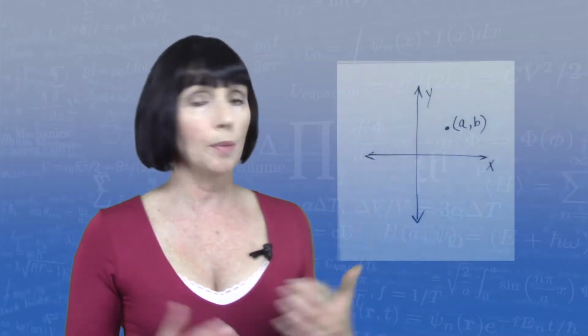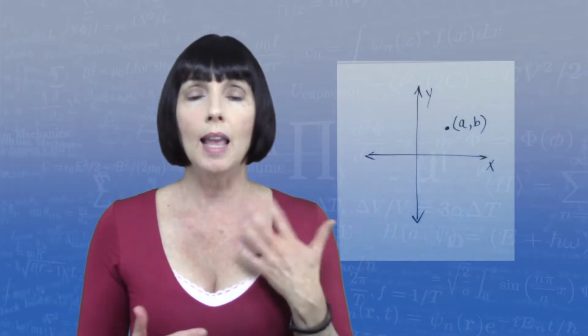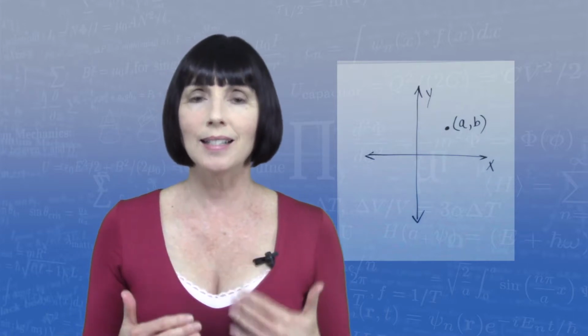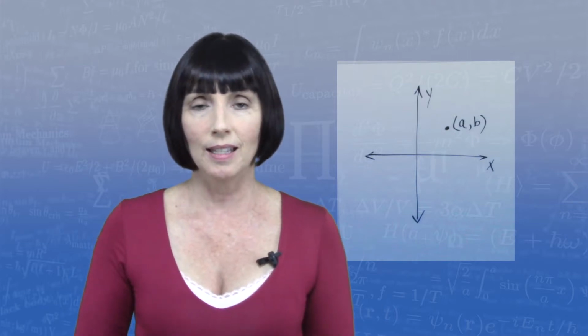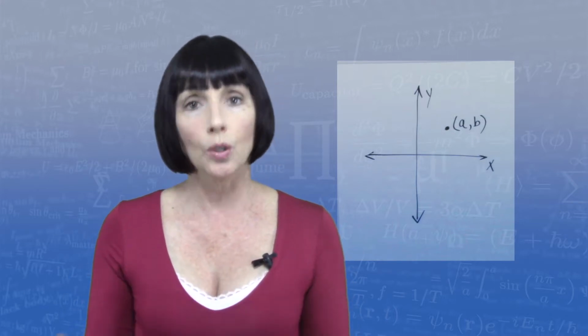So, for example, here, the point is (a, b). At that point, x is equal to a and y is equal to b. That's how we know where to find it. Same thing with intercepts. They are locations, and we have to express our answer that way.